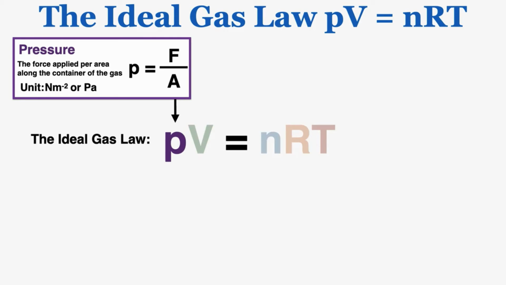We know that pressure is equal to the force applied per area along the container of the gas, and its unit is Newton per meter squared or pascals. We covered this in a previous lecture that I'll link in the description, and you're actually expected to remember a lot of properties of pressure from that lecture in order to be able to use the ideal gas law.